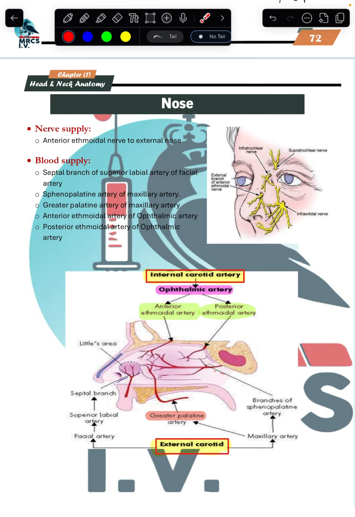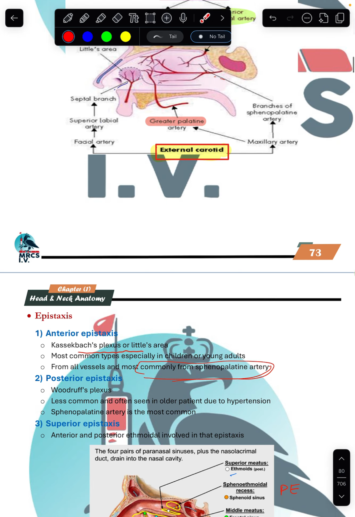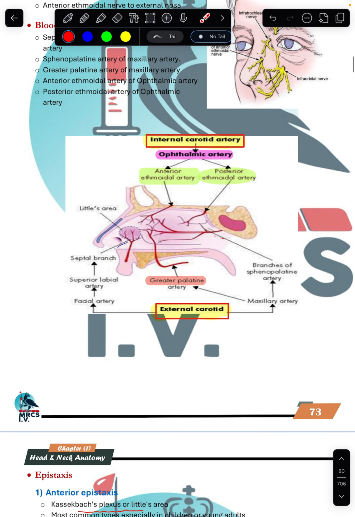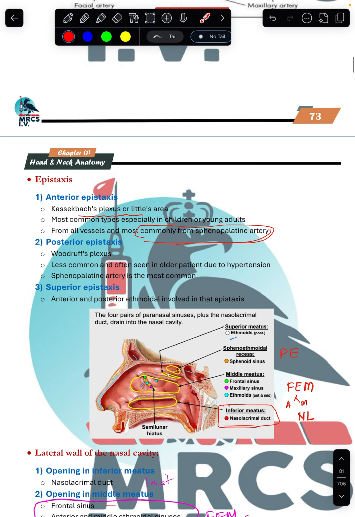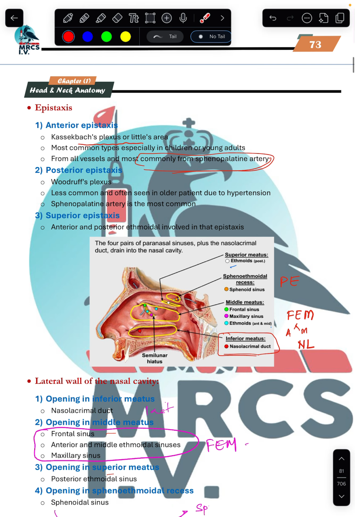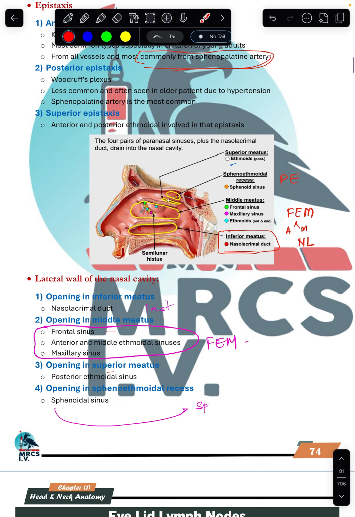Anterior ethmoidal from the ophthalmic artery, posterior ethmoidal from the ophthalmic artery. Anteriorly, Kesselbach's triangle or Little's area is the most common site of bleeding, from the sphenopalatine artery. This question: the posterior Woodruff plexus is less common, often seen in older patients with hypertension, and sphenopalatine is again the common branch. Superior epistaxis, anterior, posterior, middle branches of epistaxis.